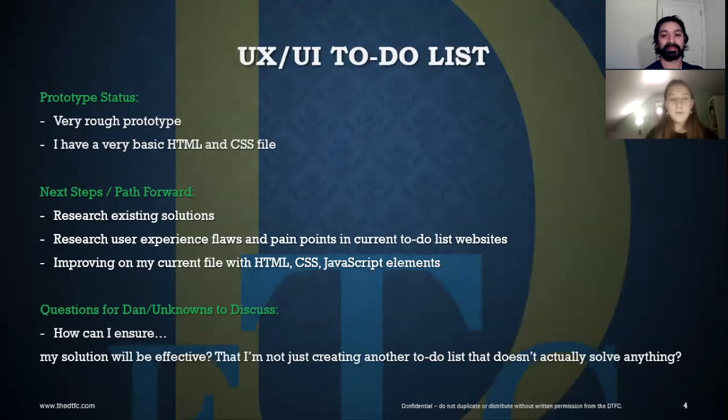My next steps and my path forward would be to start to research what the existing solutions out there are, what the user experience flaws that people are experiencing are, and what the pain points in current to-do list websites are. As I mentioned previously, trying to find those flaws and pain points. And the last part would be improving on my current HTML file by adding CSS, JavaScript, and improving on the user interface.